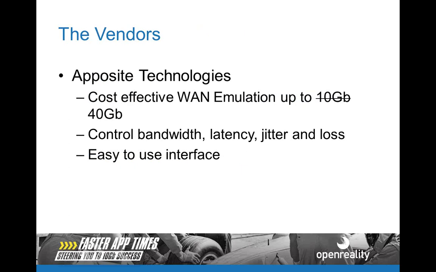Apposite Technologies, already mentioned, offers cost-effective WAN emulation up to 40 gig, controlling all the parameters you want, bandwidth, latency, loss, and jitter, in a very easy-to-use interface. And this is a real simple product. It's probably the first product I've dealt with in 20 years where people literally pick up the phone and call up and place an order. Sometimes they have a demo, sometimes they don't. It literally does what it says on the tin.